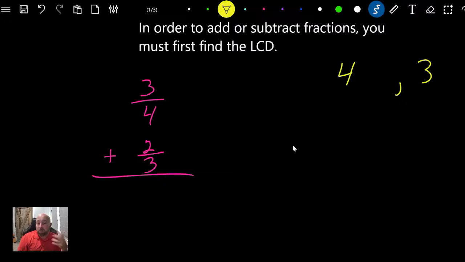Maybe you already know, maybe it already popped into your mind what the LCD is. You already know how to do this. You might get to that point. You might not get to that point. So let's go ahead and go through the process.